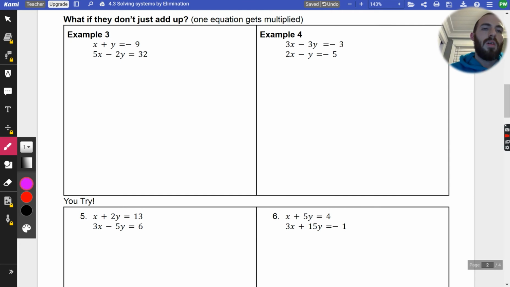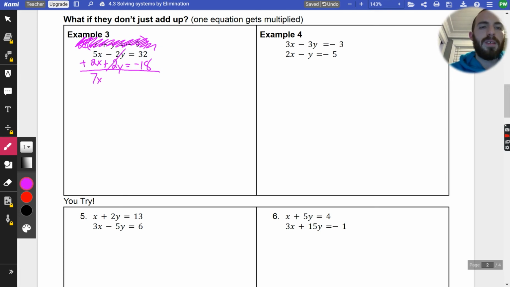Now in this case, the bottom has a 5x and negative 2y if we're looking at it. What I would do is choose to multiply the top equation by a 2. And I'm going to write that right here underneath, because when we do that, we're going to get 2x plus a 2y, so now the y's cancel out, equals negative 18. So by multiplying that top equation by 2, when we add these, it cancels out the y's. So those are gone.